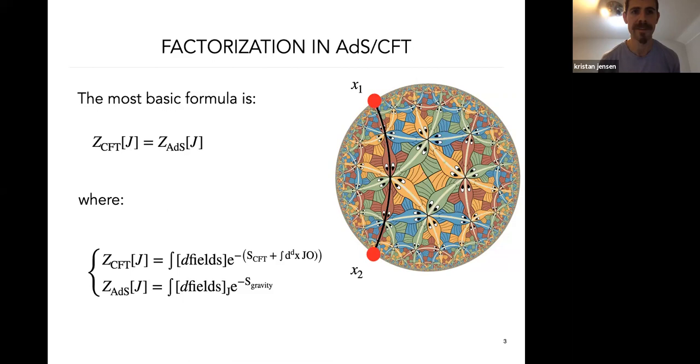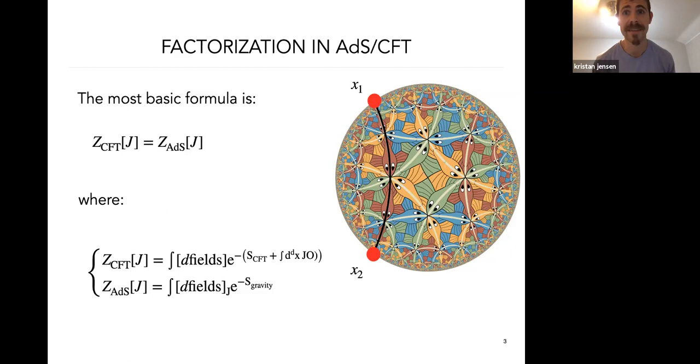So if we're talking about the paradigmatic duality between N=4 super Yang-Mills and type IIB on AdS5 times S5, then the left-hand side is the N=4 partition function, and the right-hand side is supposed to be what we mean by the path integral for type IIB string theory on AdS5 times S5. And in the duality, if we introduce sources J in the conformal field theory for operators O, we know how to do that. We simply take, at least in theories with a Lagrangian description, and deform the action of the CFT by the integral of the source convolved with the operator.